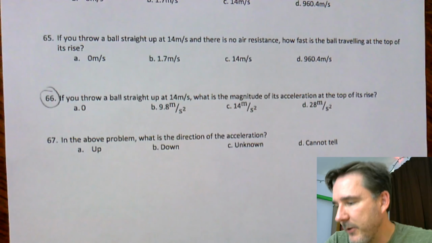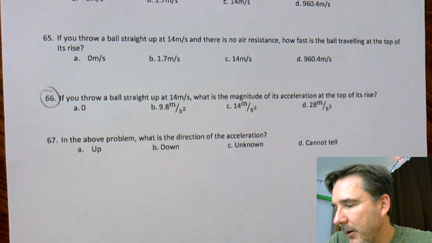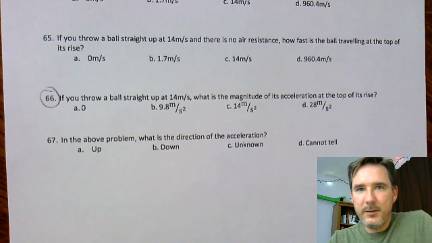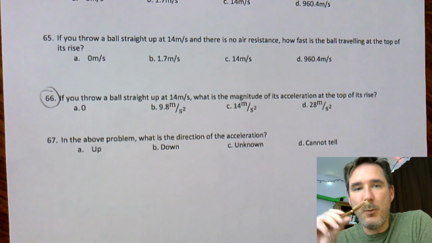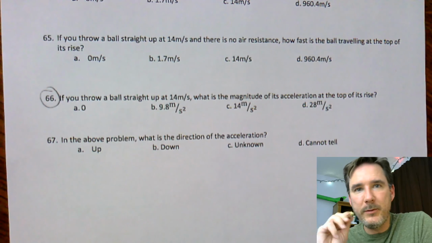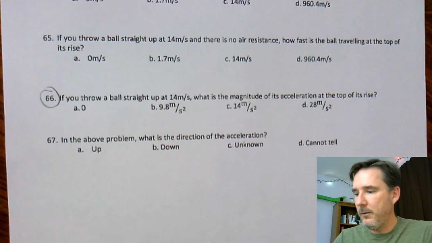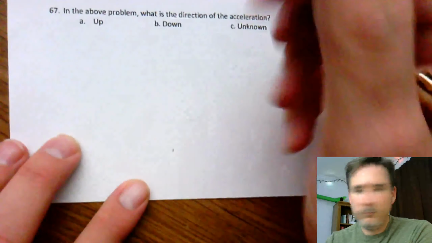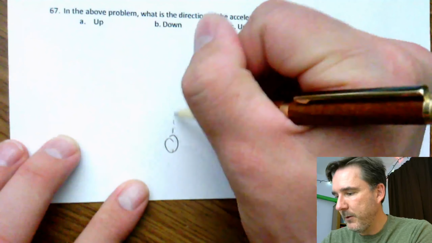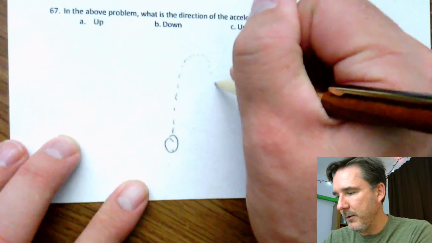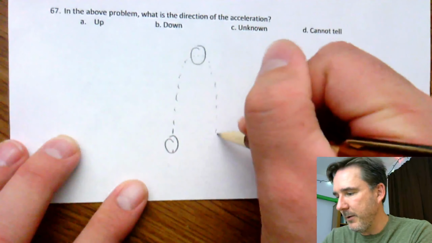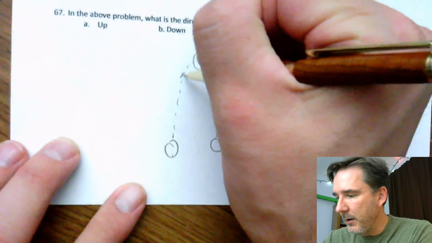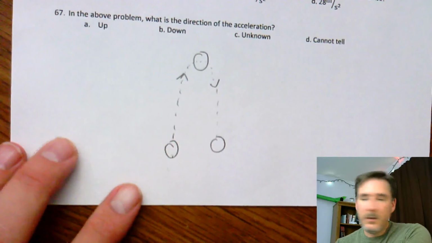So this one, you throw a ball straight up. Okay, what is the magnitude of acceleration at the top of the rise? So I think it was yesterday, the opening question was this exact question. So I'm going to answer that a longer way. So we have a ball, okay? It's thrown up. I'm going to arc it because it's easier, and it's going to get up to the top, and it's going to come back down. Okay, so it gets thrown straight up, and it comes basically straight down.